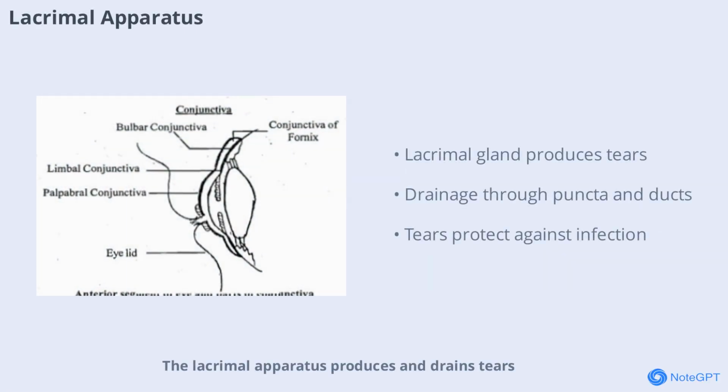Lacrimal apparatus produces and drains tears, keeping the eye moist and free from debris. The lacrimal gland, located in the upper outer orbit, secretes tears that spread across the eye with each blink. Excess fluid drains through the puncta, canaliculi, lacrimal sac, and finally into the nasolacrimal duct. Tears contain enzymes and antibodies that help prevent infection and maintain a healthy ocular surface.